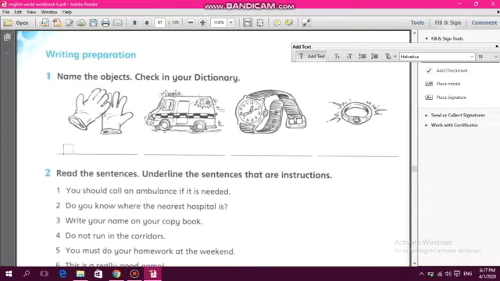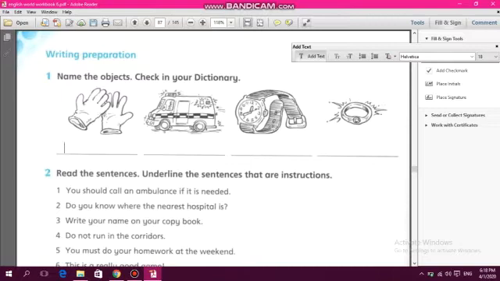Hello everyone, today we will do the writing preparation in your workbook page 88 and we will do page 89 too. On page 88 we have some objects that you should name. You can use your dictionary or whatever you want. You can refer to the text. For example, name the objects, check in your dictionary.